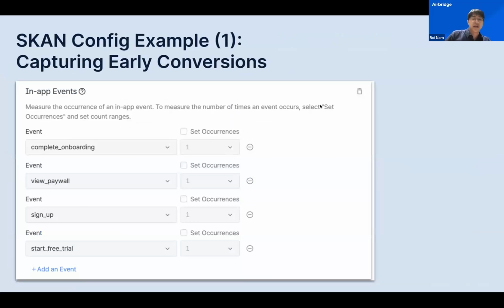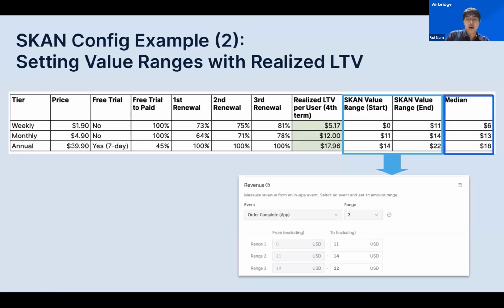One example I can give you is that early conversions like complete onboarding, view paywall, sign up, and start free trial can be included in your conversion value settings. If there's a 3-day free trial, then the actual purchase will happen after the 3 days, and you cannot wait because the SKAN postback should be collected within the 24-hour window. In this case, you will be able to include all of these early events to capture them all for your information.